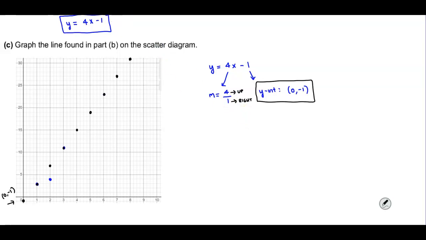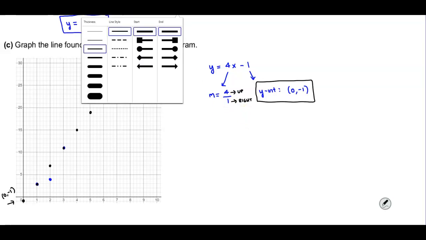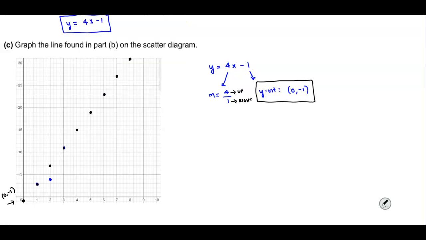Okay, so what does this do? This is going to create our line. Okay, so we have a line. Let's go ahead and draw this line starting here at 0. And we can see that there is the line. That line passes through those points, and therefore, this line represents the equation y equals 4x minus 1.